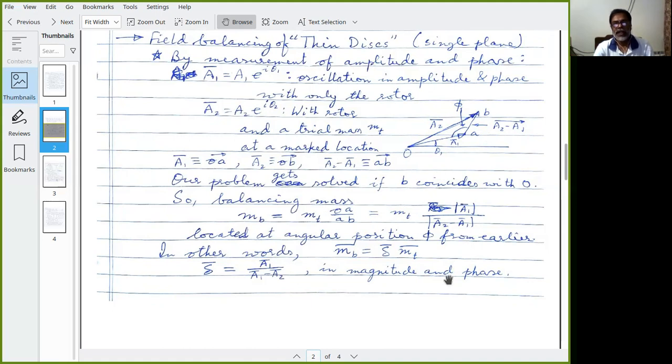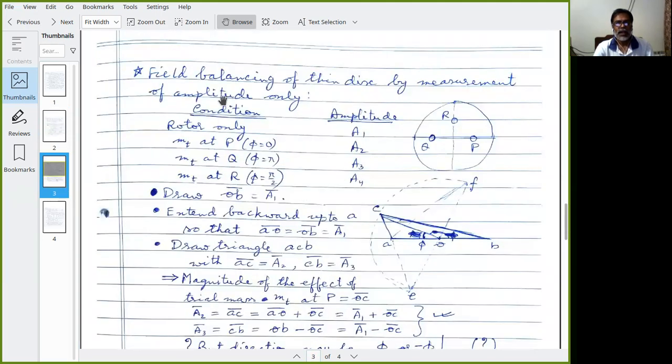If you have the facility to measure only amplitude, then you say, okay, I have to conduct 4 experiments. So for measurement of amplitude, you conduct 4 experiments. First, in the condition of only the rotor, take the amplitude as A1. Second, you put a trial mass MT at some point, and call it angle phi. And whatever amplitude you measure, call it A2.